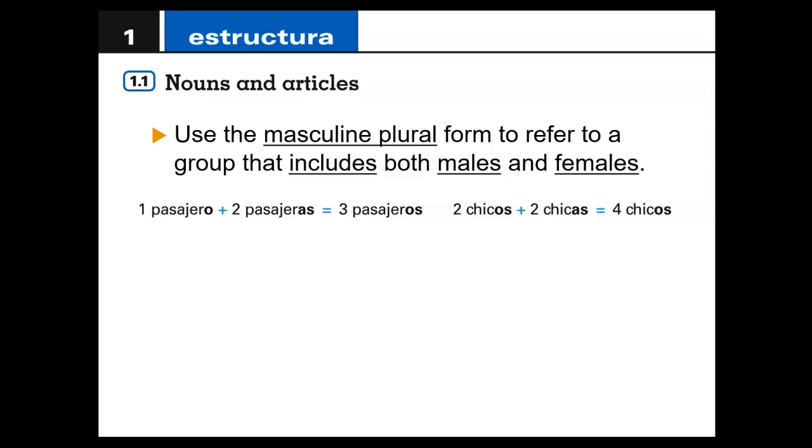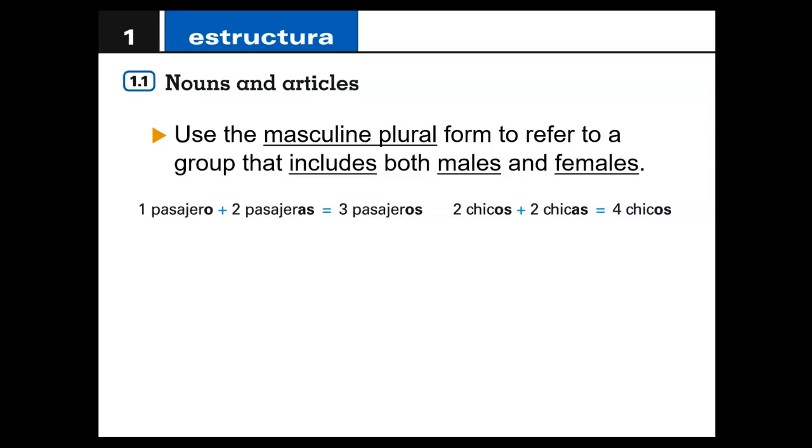Then it says you're going to use the masculine form to refer to a group that includes both males and females. Anytime we're talking about people or things, and there's a combination of male and females, then the masculine form is always going to be used. So if I have un pasajero más dos pasajeras son tres pasajeros, I have one male passenger plus two female passengers, but I'm going to use the masculine form.